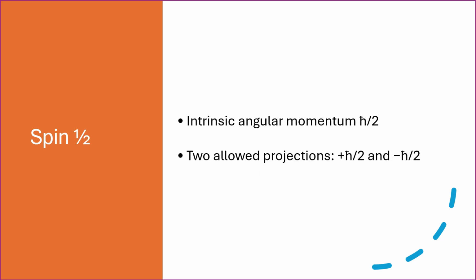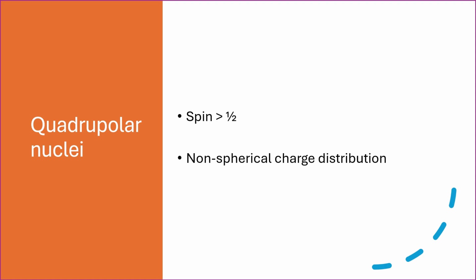A special type of spin is called spin half, which is an intrinsic angular momentum of the reduced Planck constant, that's the Planck constant divided by 2 pi, over 2. So it has 2 projections, 2 allowed modes you can say: spin up and spin down, which is plus reduced Planck constant over 2 and minus reduced Planck constant over 2. MRI usually only uses spin halves, because anything above spin half will have a non-spherical charge distribution. We call those quadrupolar nuclei. The thing is, we need a uniform spherical charge distribution if we want a stable signal in the MRI.